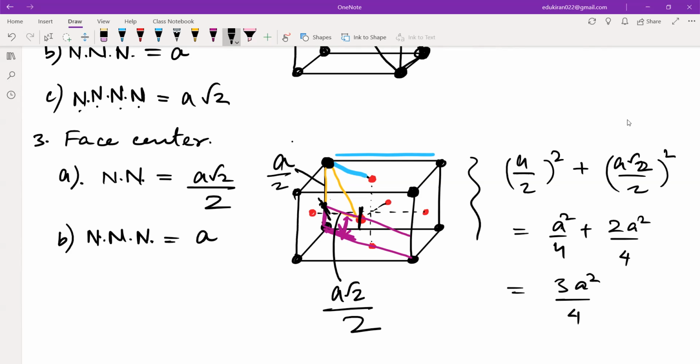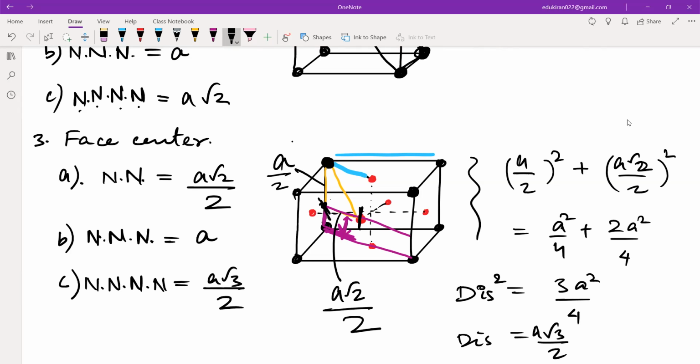Yes, sir. And if I want to root it, that means we are going to get the distance. No, distance is what? This was distance square. If I just want to get the distance, it will be a root 3 by 2, right? A square's root will be a, 3 stays root 3, 4's root will be 2. So you can see that C, the next nearest neighbor, is a root 3 by 2. Okay. Yes, sir. Got it? Yes or no?